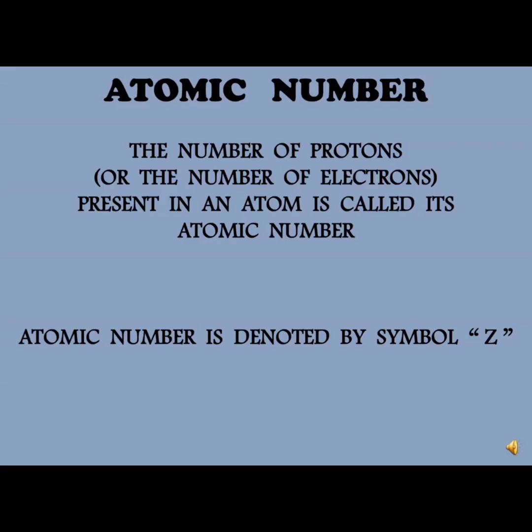Now what is atomic number? Atomic number means the number of protons or the number of electrons present inside an atom. You already know the number of protons and the number of electrons is always equal. So we can either consider number of protons or we can consider the number of electrons. So that is your atomic number. And atomic number is shown or denoted by the symbol capital Z.